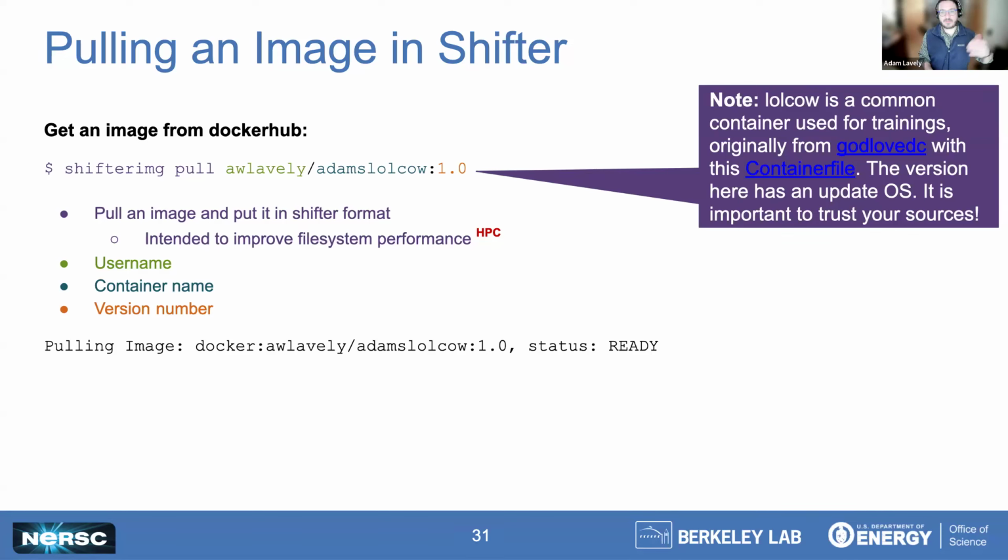So we have that Shifter image pull. Again, this pulls the container, which is being stored in some OCI image, and puts it in the right Shifter format. And really, Shifter was built for, and still does quite well at, improving file system performance. The username happens to be my username. When you download this, you will still use my username because it's under my account. We have the container name and we have the version number.